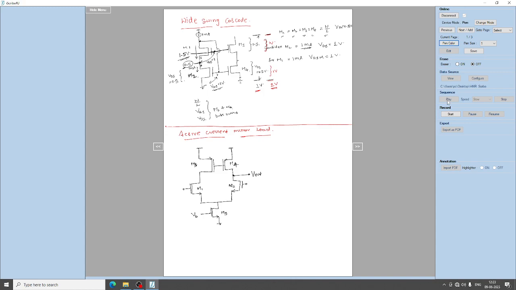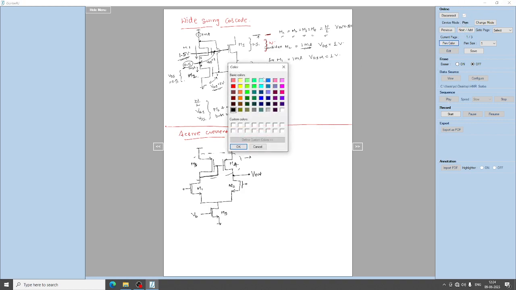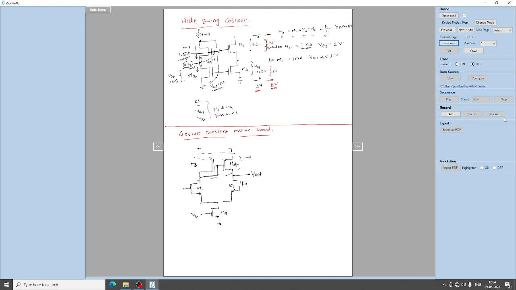Here, this M3 and M4 is acting as a current mirror. This configuration is used as a current mirror. We are using the PMOS device, and the gate and drain of M3 are shorted. So in this circuit, the P type current mirror is used as an active load.